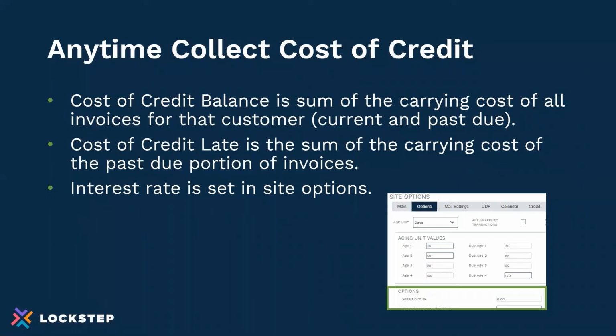Now, Anytime Collect has two cost of credit metrics. They are the cost of credit balance, which is the sum of all the carrying costs for all invoices for that customer, both the current carrying cost as well as any past due elements. Cost of credit late is the sum of the carrying cost of just the past due portions of the invoices. So it's easily set. We actually have an option within our service to set the percentage rate that you might be borrowing, and that is then used in all those calculations for reporting and tracking purposes.